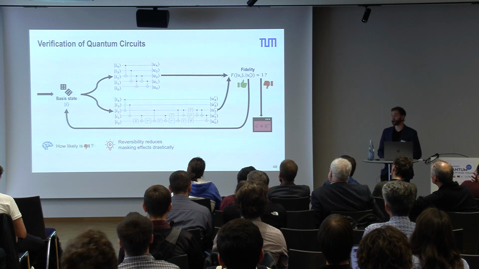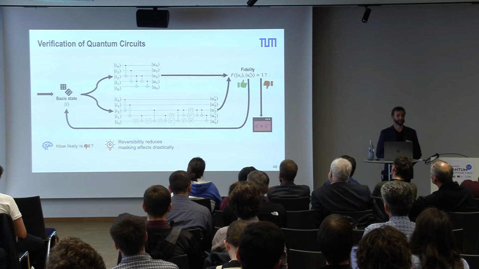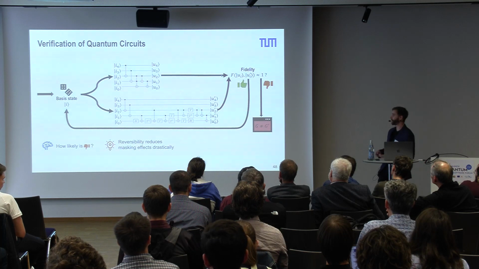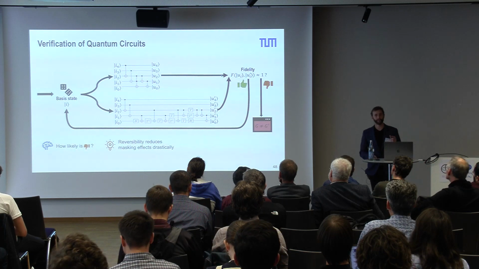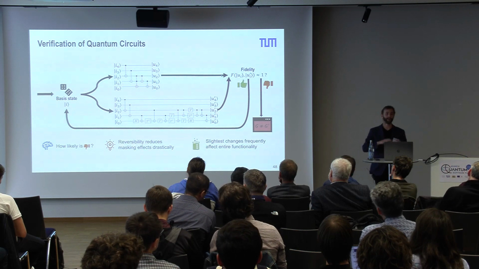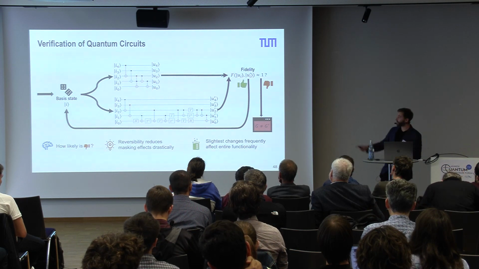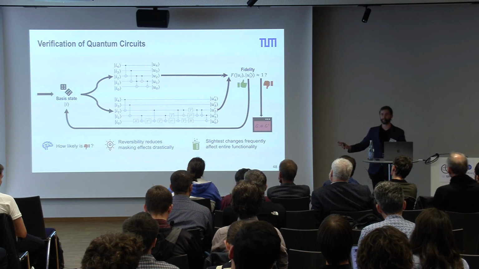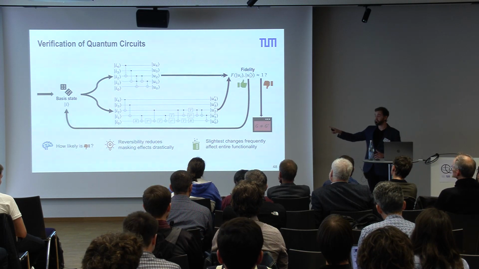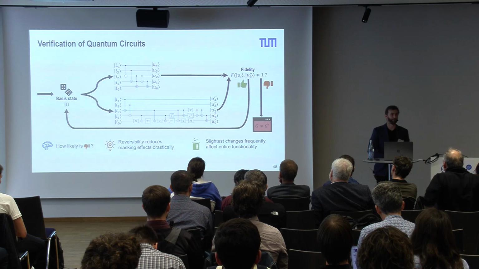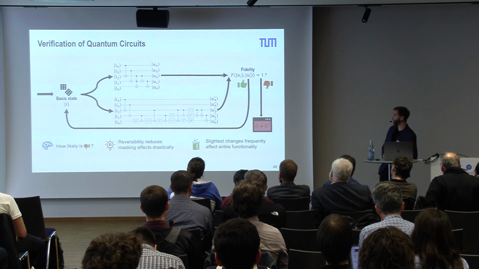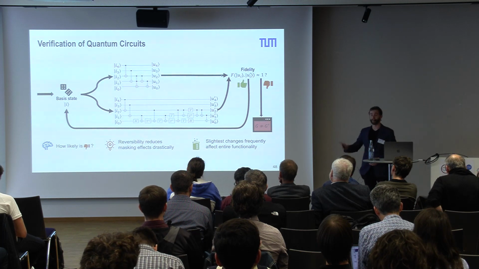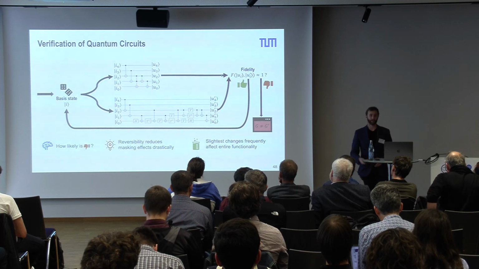The positive answer is that this reversibility of quantum computations makes it way, way easier to detect changes, and even the slightest changes in circuits frequently affect the entire functionality, meaning that if you just do a couple of random simulations and they all turn out positive, then you can pretty much be sure that you're good. And if not, then one of those random simulations will most likely yield that negative result.